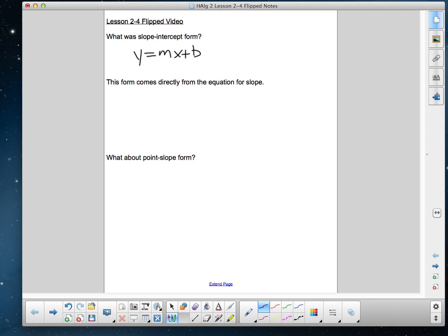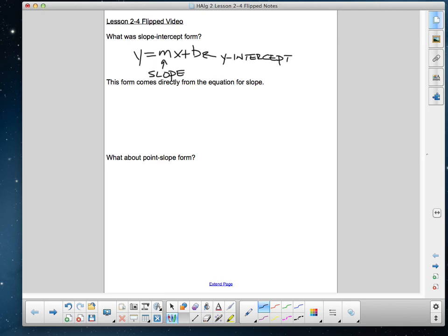Remember, in this form, y and x will stay there. There's just some point if you wanted to plug one in. m is your slope, and b is your y-intercept. So again, m's our slope, b's our y-intercept. Aptly named slope-intercept form. Makes sense.